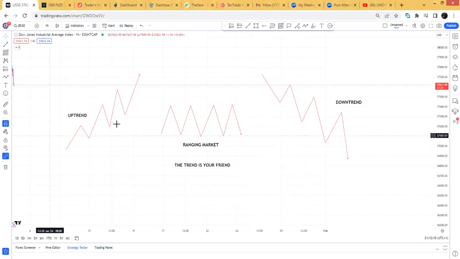All right, so now that we have an understanding of this, it means that at every point in time, we want to be catching a trend. We don't want to be in this kind of market. We don't want to be in a ranging market. We want to be in a trending market, uptrend and downtrend.